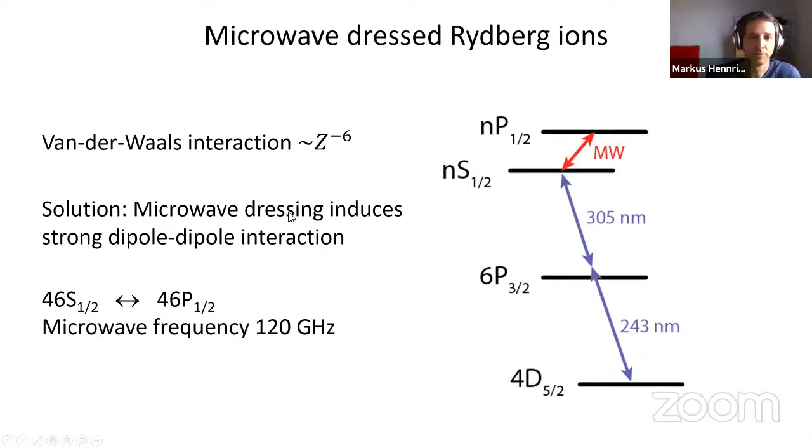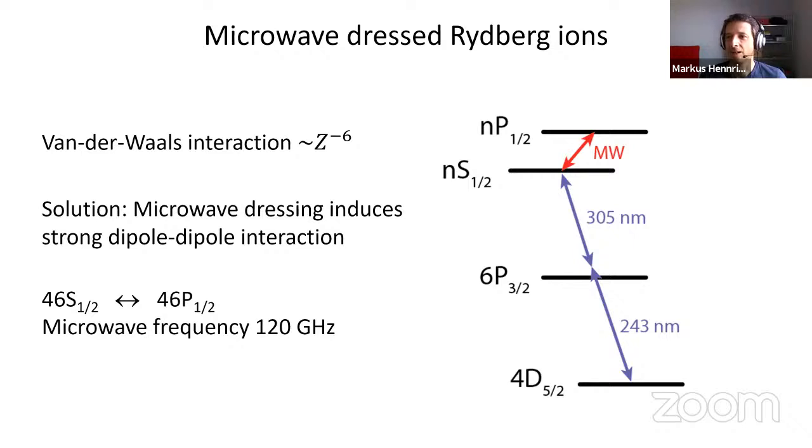So if you want to have a strong dipole-dipole interaction between Rydberg ions, then we have to think about what we can actually do to get such a strong dipole-dipole interaction. Unfortunately, the usual van der Waals interaction that most people use in Rydberg atoms scales as the core charge to the power of -6. Core charge means the remaining core if we take the Rydberg electron out.